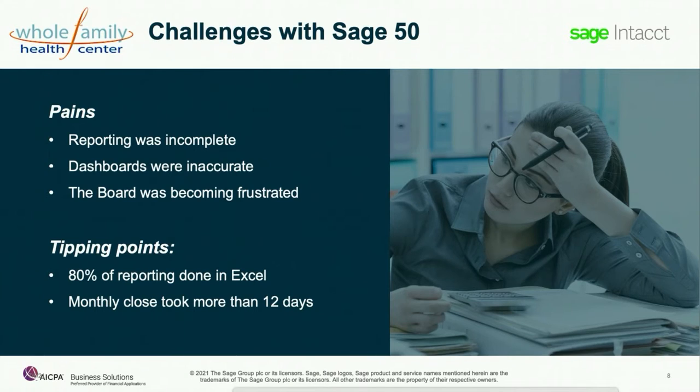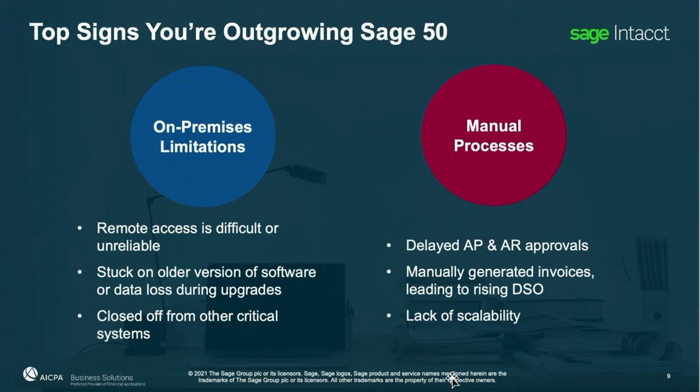So you can see here that the tipping points were in reporting and monthly close. And while every organization will have its own unique tipping points, you can see why the finance team at Whole Family Health decided to look for something new. So now let's move to the top signs you're outgrowing Sage 50 vis-a-vis on-premises limitations and manual processes.